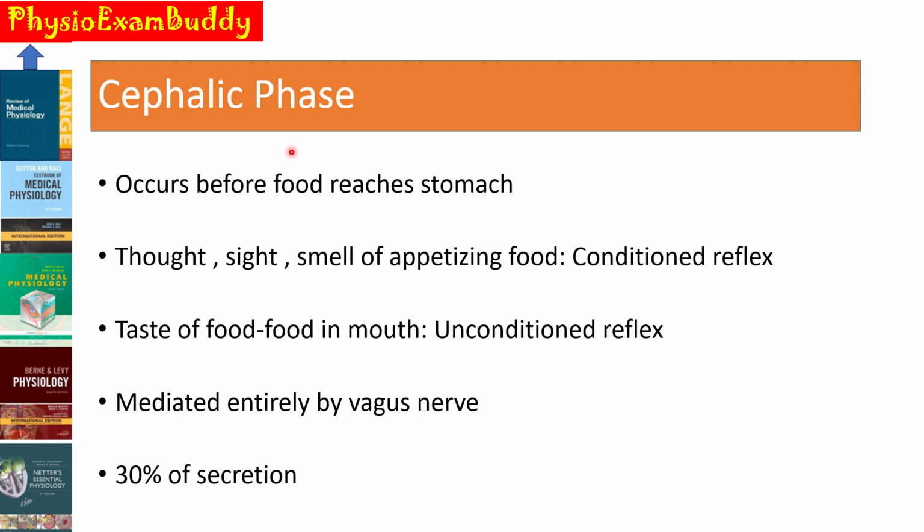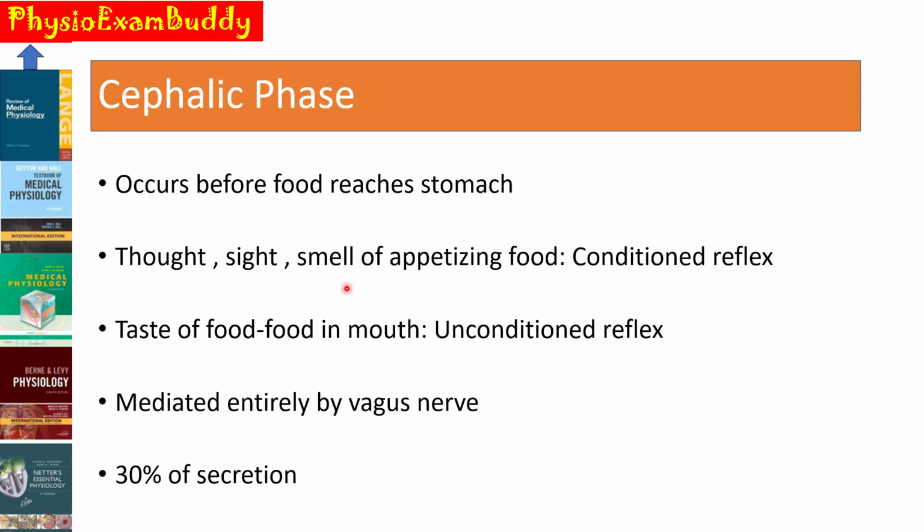First, about the cephalic phase, that is the gastric secretion that occurs before the food reaches the stomach. It can be due to the thought of the food, or the sight or smell of appetizing food, and the reason for this secretion is a conditioned reflex.